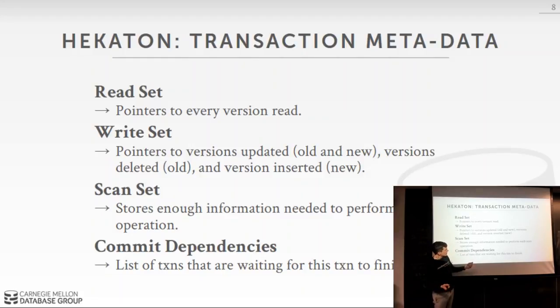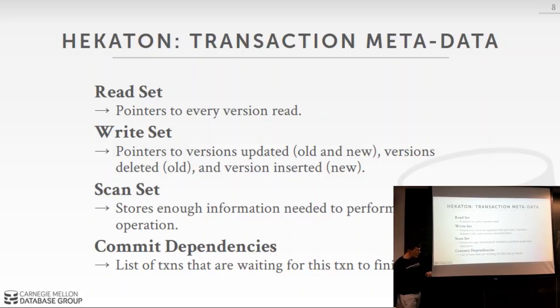So if you updated an existing version, you need to have the old and new, because you're flipping those timestamps to keep track of what's visible. So you need to know how to go find them again. If you delete, you just need to keep the old version, and they put a little tombstone at the end of the version chain to say this thing has been deleted. And if you insert a new one, obviously you just point to your own version there.